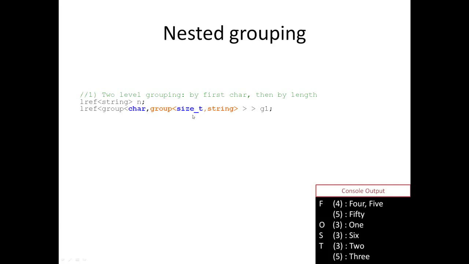You can also perform nested grouping. In this example, I'm going to demonstrate a two-level grouping on the same vector of strings from the previous slide. First level of grouping, which is the outer group, is going to be by the first character, just like the previous example. Our second level grouping, which is the inner group, is going to be by length of string. So you can see here in the console output, the first group F is subdivided into two groups. The first group with the strings of length 4 and the second subgroup with strings of length 5. O and S have only one subgroup. T has again two subgroups.